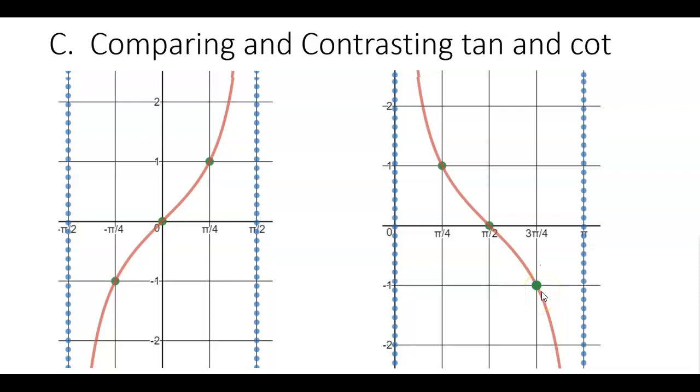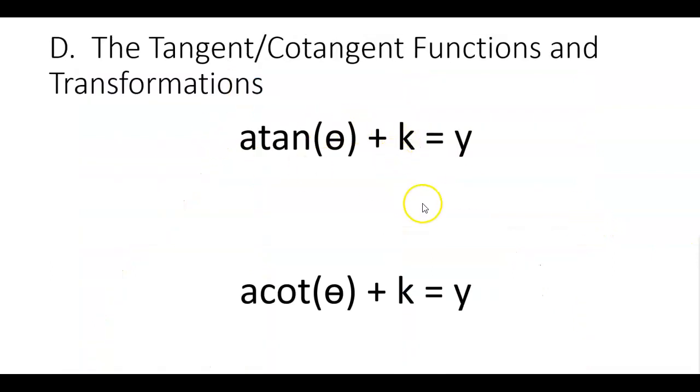Okay, but what you have to remember is the directions to go in. So for tangent, it's right and up, left and down. Whereas for cotangent, it's left and up, right and down, because it's going in a downward direction. Okay, so that's transformations of tangent and cotangent.